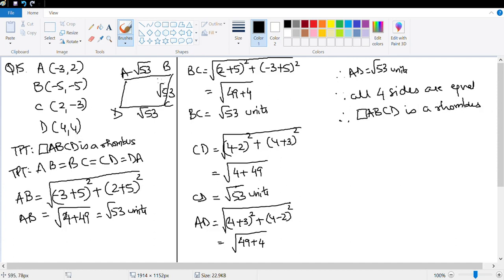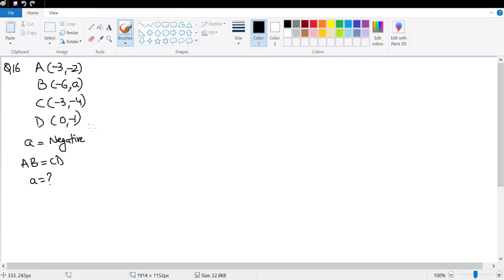The next question that we solve is question number 16. So let's look at that question. Question 16 says A is given equal to some point ABC. These are 4 points of a quadrilateral. Find A if A is negative and AB is equal to CD. So A is a negative number and AB is equal to CD. So let's apply the distance formula for both of these and see what it would be.